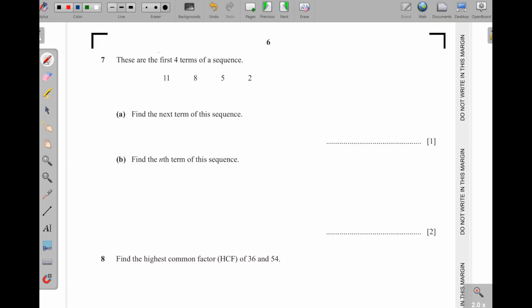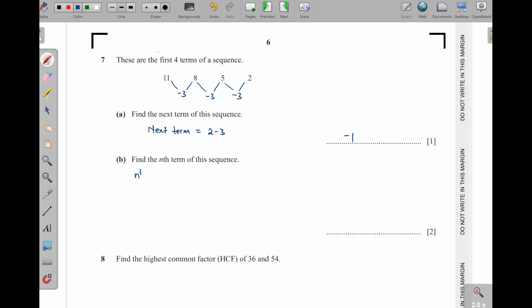Question 7 is coming from sequences. They are saying these are the first 4 terms of the sequence. We can see that here they subtracted a 3, even here, even here. That means for us to get the next term as part A, we shall get this 2, then we subtract a 3, which is a negative 1. And then they want us to find the nth term for part B.